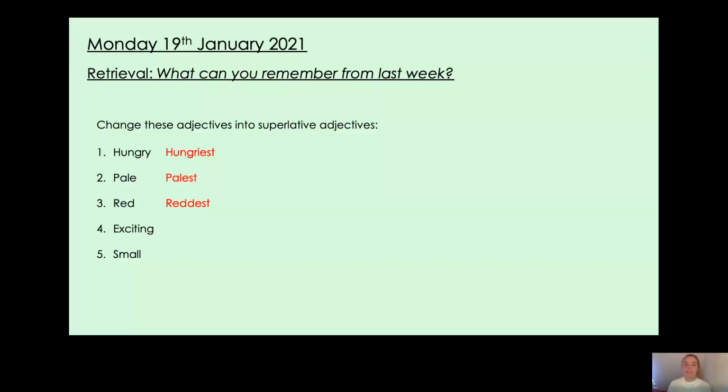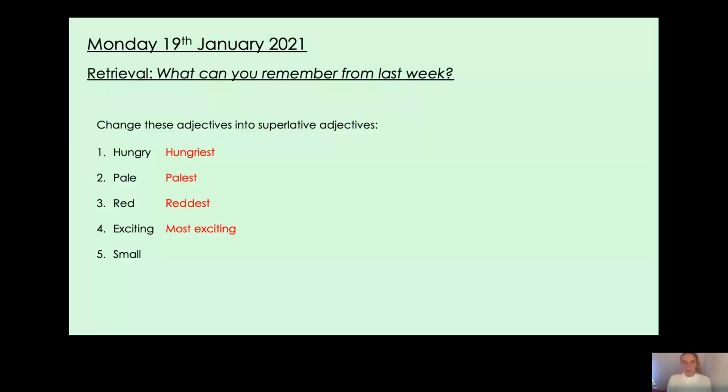Okay, what about exciting? What do you notice? Yes, we need to check the syllables, don't we? Okay, you ready? 3, 2, 1, exciting. Oh, it has 3 syllables. So that means we need to change it to most exciting. So we add most in front of the adjective instead of adding the suffix est.